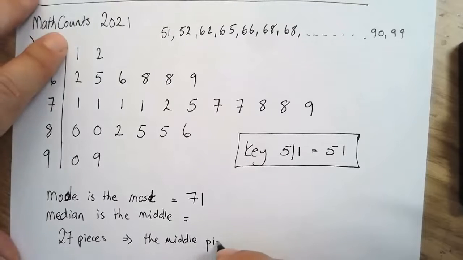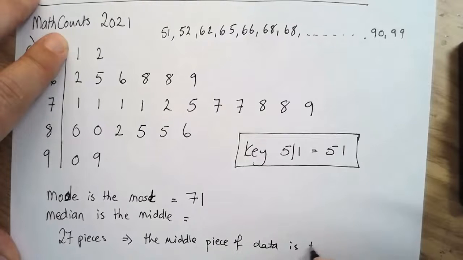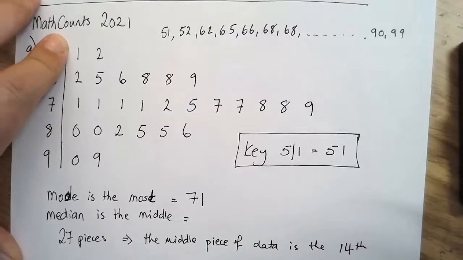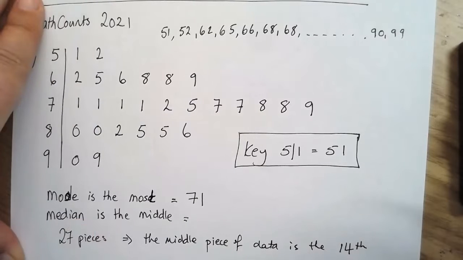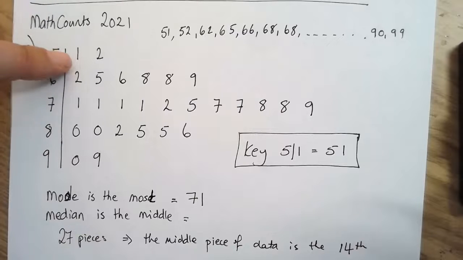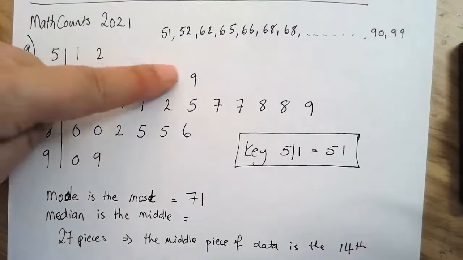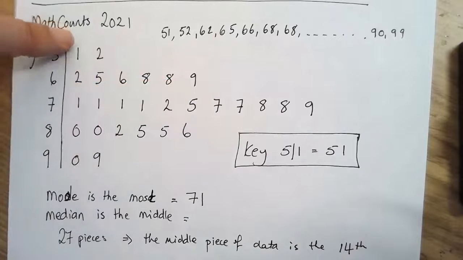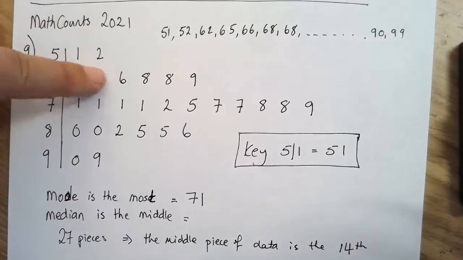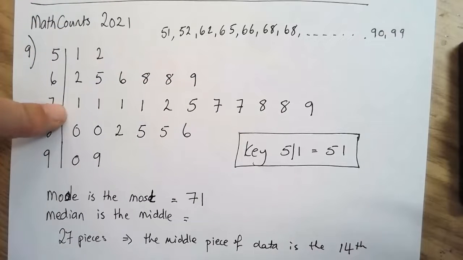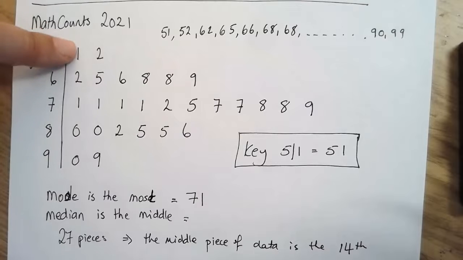of data is the 14th. If you're not sure why, go and have a look at median, but it will be the 14th piece of data, it'll be the middle piece here. And because these are in numerical order, counting up 51, 52, 62, 65, 66, going up to 71, we can actually count the 14th piece of data.